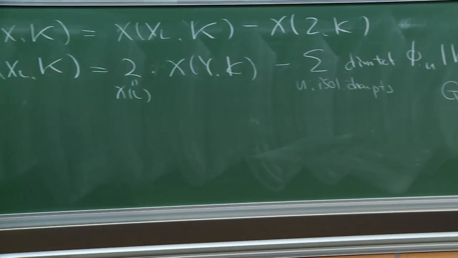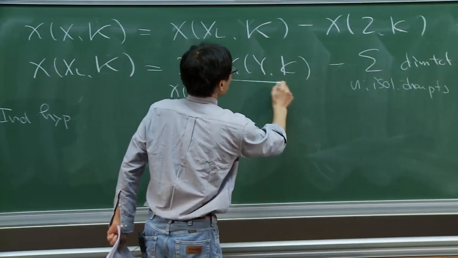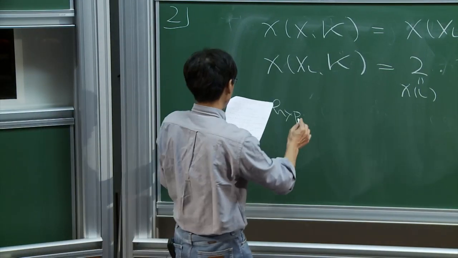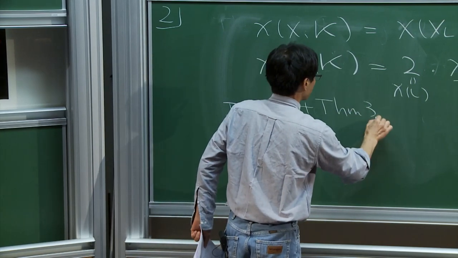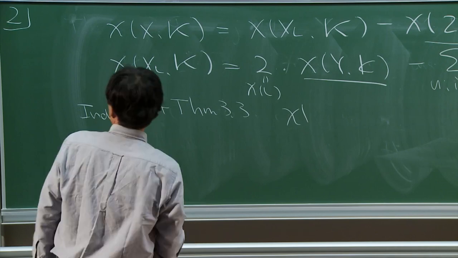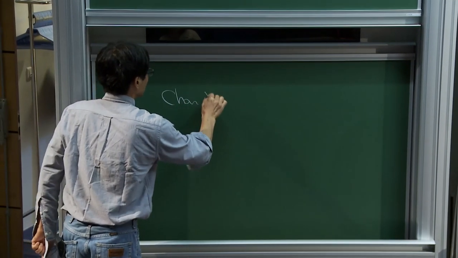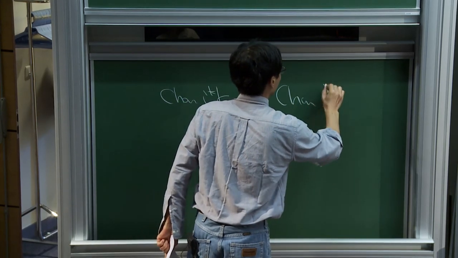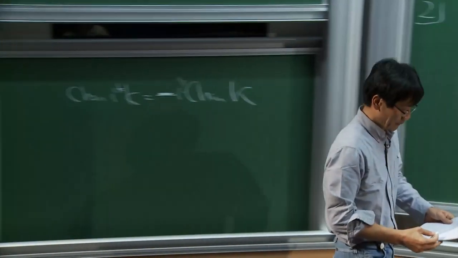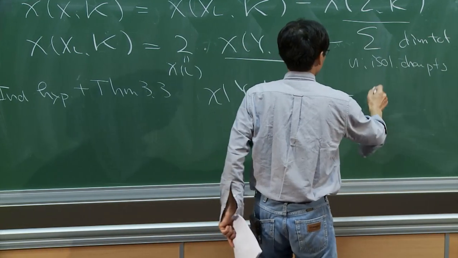So now I can apply the induction hypothesis. So we have y here and z here, so we can apply the induction hypothesis, and also the theorem I just erased, plus theorem 3.3. So sorry, I forgot to put a minus sign there. Like this. But it just needs to be a minus sign here. I'm sorry for that.